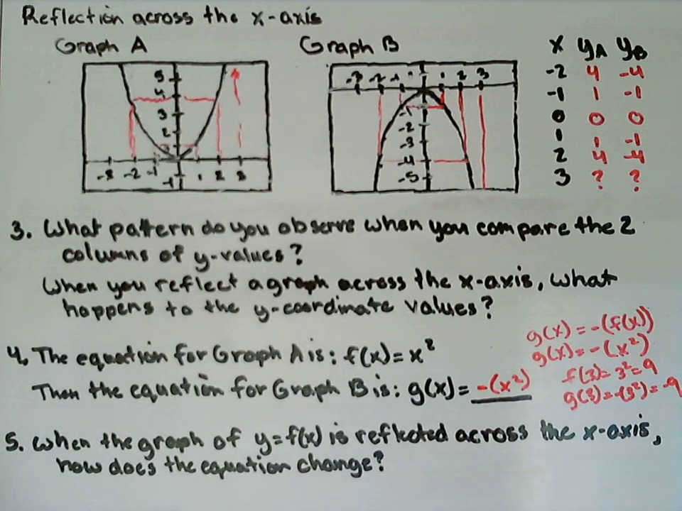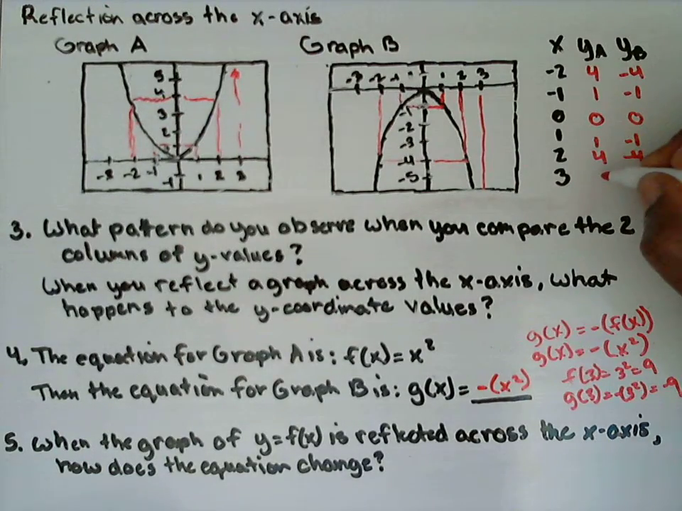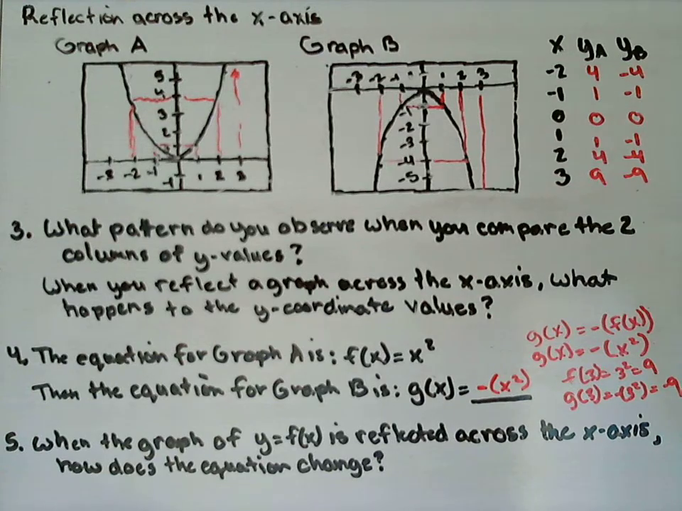So we can actually come up to our column here, and we can enter in 9 and negative 9. If we wanted to go back and check to make sure that works, all of the graph A ones work. Negative 2 squared is 4, negative 1 squared is 1, 0 squared is 0, 1 squared is 1, 2 squared is 4, and 3 squared is 9.